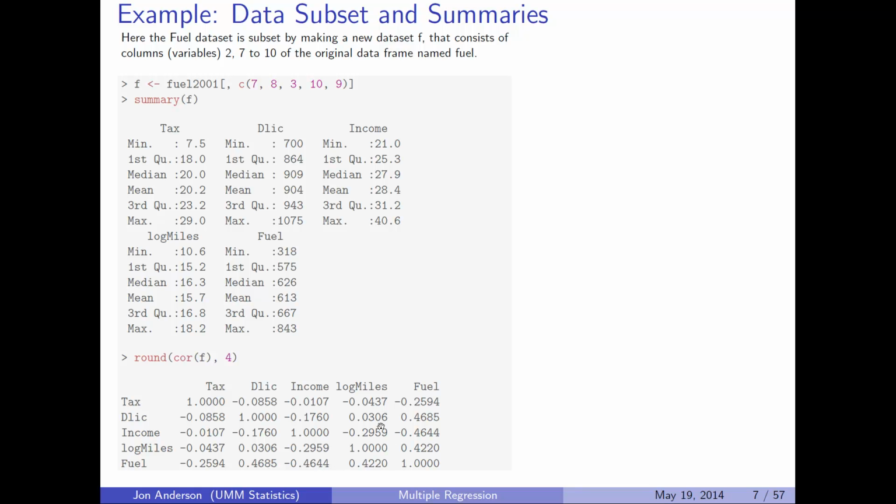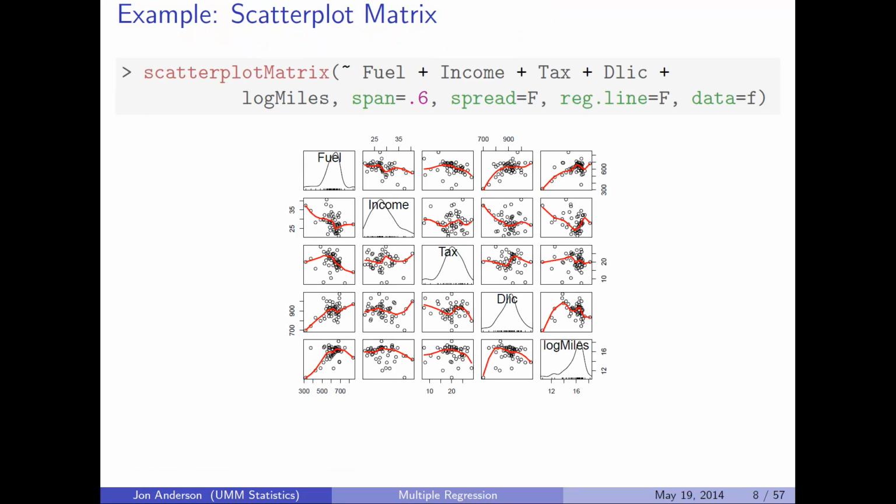It computes the correlation for every pairwise set of variables. So for example, you can see that fuel consumption per person is positively correlated with the fraction of licensed drivers and the logarithm of mileage. This is a basic summarization of a data set.